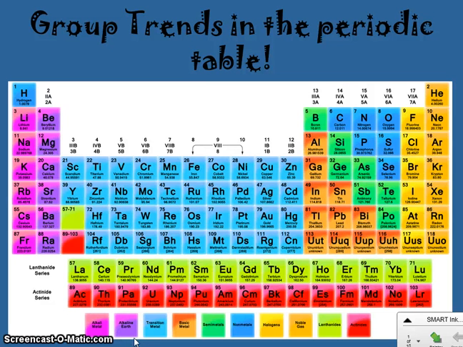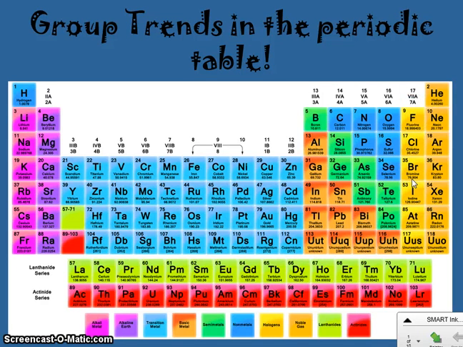All right, this lesson today is going to be about the group trends in the periodic table. So we've been talking about the periodic table and some of the trends that we can see in atomic mass, atomic number, metallic properties, all of those things. Well, it turns out that when they organized all these elements, the groups, the vertical columns, each have specific properties that line up and are very similar.